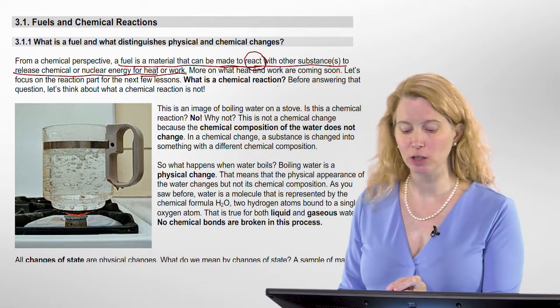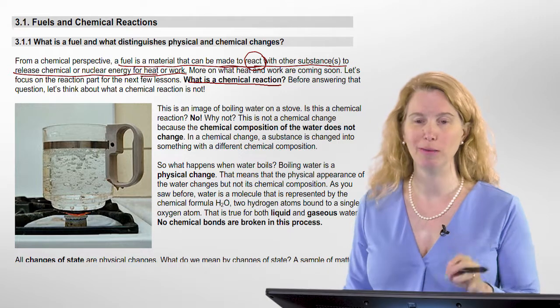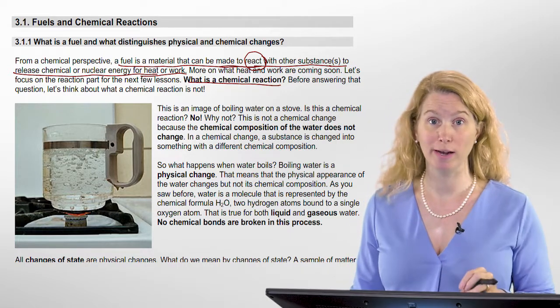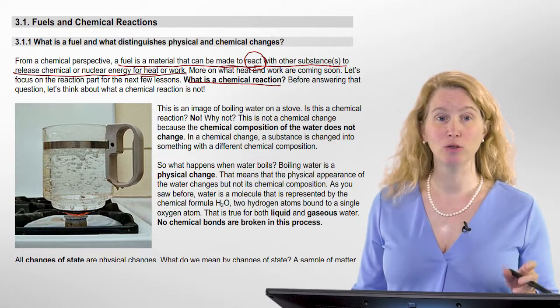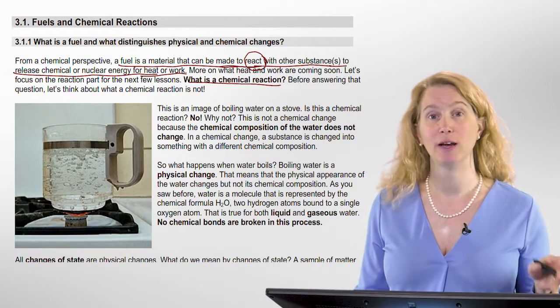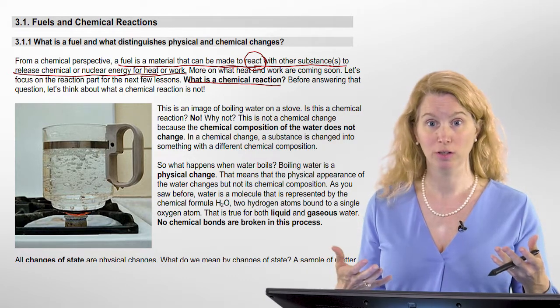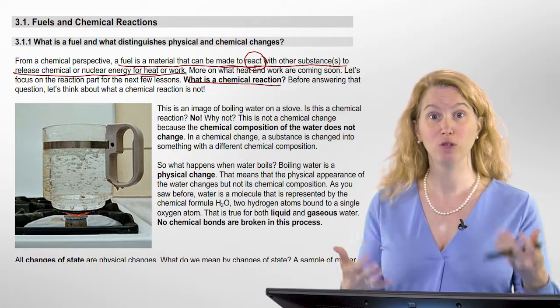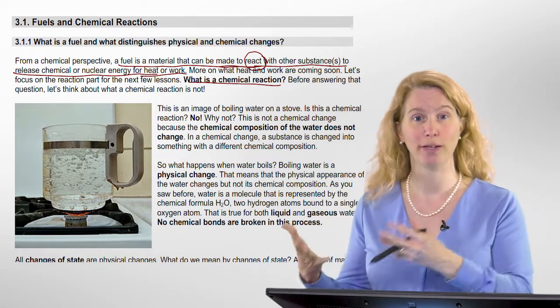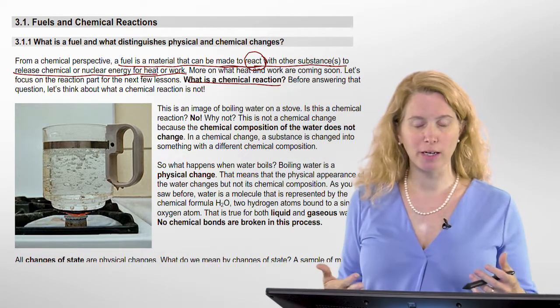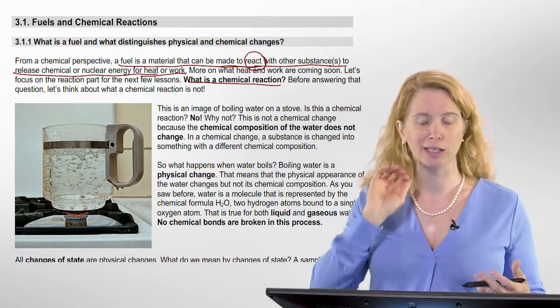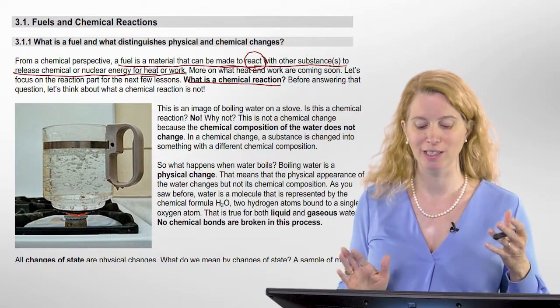So in this particular lesson, your goal is to be able to understand what is a chemical reaction and what is not. Because unless you understand what a reaction is, you can't identify whether something has undergone a reaction, and you can't understand what a fuel is if you don't know what reaction it can undergo. So before we look at some examples of chemical reactions, let's first define what a chemical reaction is not.